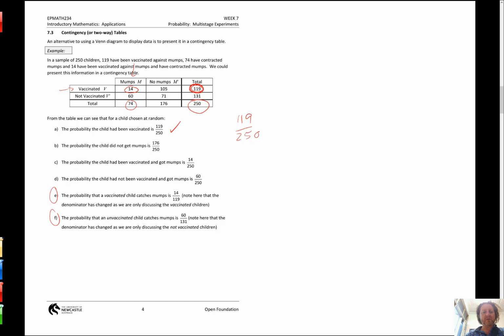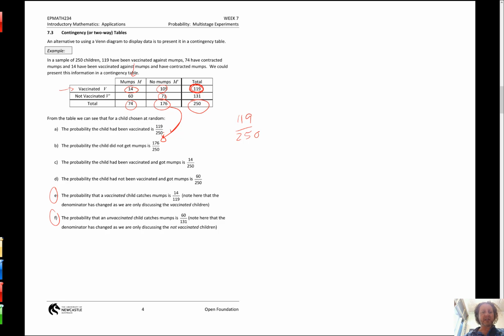In the same way, the second question is just taking a child at random from the whole group. What's the probability the child did not get mumps? I don't care whether they're vaccinated or not. My question doesn't ask that. What's the chance they did not get mumps? 105 didn't get mumps. These 71 didn't get mumps. A total of 176 did not get mumps.